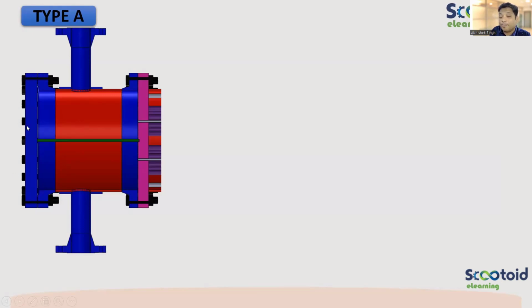This has a blind flange, which is bolted with the channel flange on the left-hand side. So this is bolting. On the right-hand side, there is again a flange. It is not a tube sheet which is welded. It is a flange which is welded and it is bolted with a tube sheet. So this is the first configuration. If I say type A, this should come into your mind.